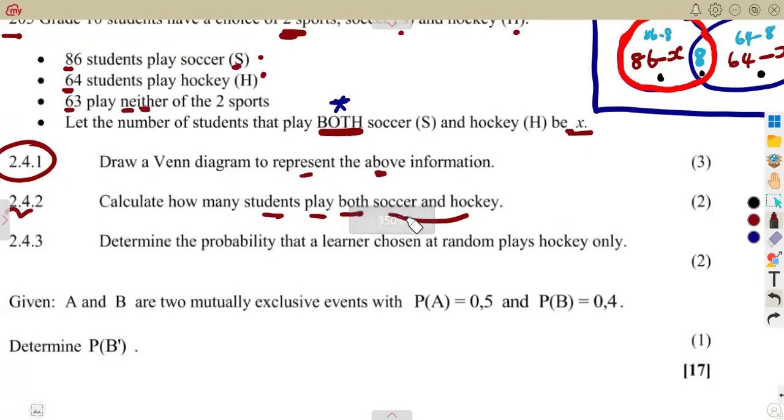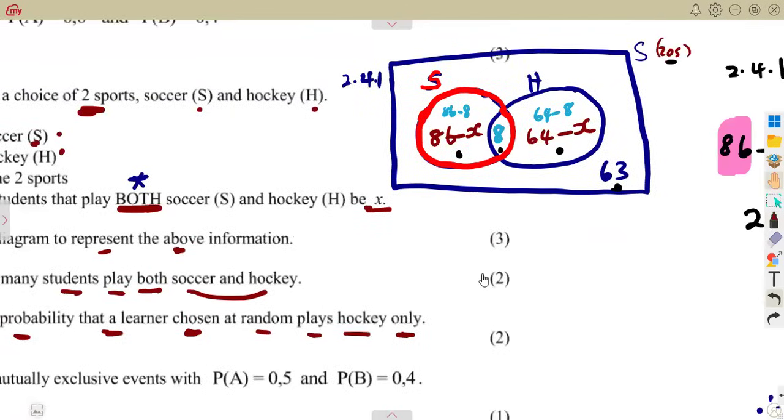So the question was, determine the probability now that a learner chosen at random plays hockey only. You see now the idea of the interpretation. So where is the hockey only? Those are the ones that I was explaining, guys, before, if you still remember, when I was indicating these sets of 64 minus x and this one of 86 minus x for soccer only. And this one is for the hockey only. So in this case, we are focusing on 64 minus x, this one. This is for hockey only.